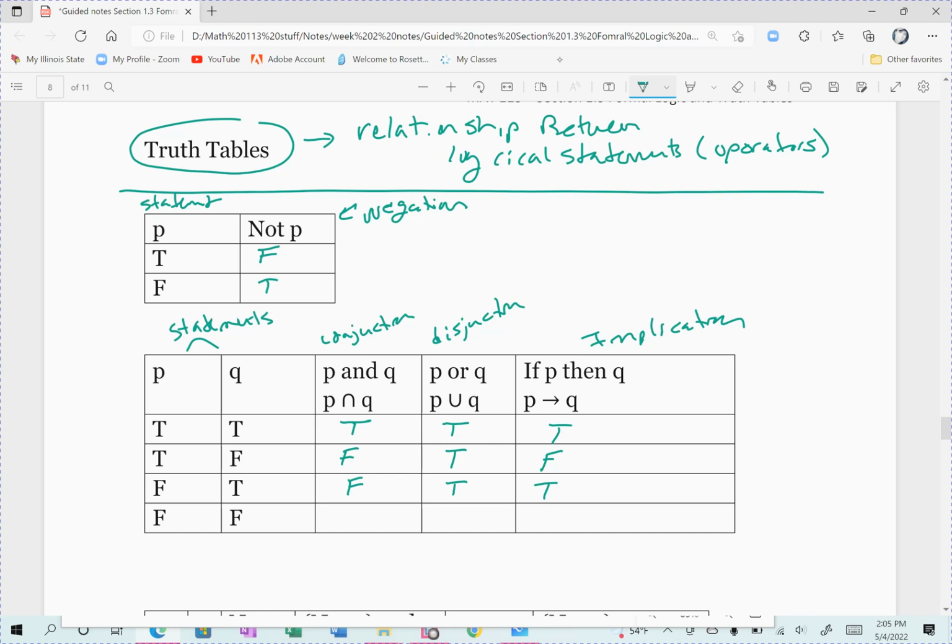All right, the last one. Both statements are false. The and statement's false because they're both false, and the or statement's false because they're both false. But the if P then Q, when both statements are false, that's true. If P is false and Q is false, the implication is true. If P then Q is true.